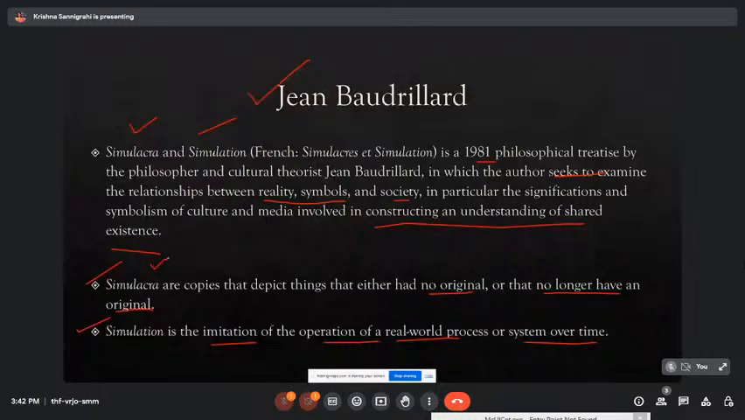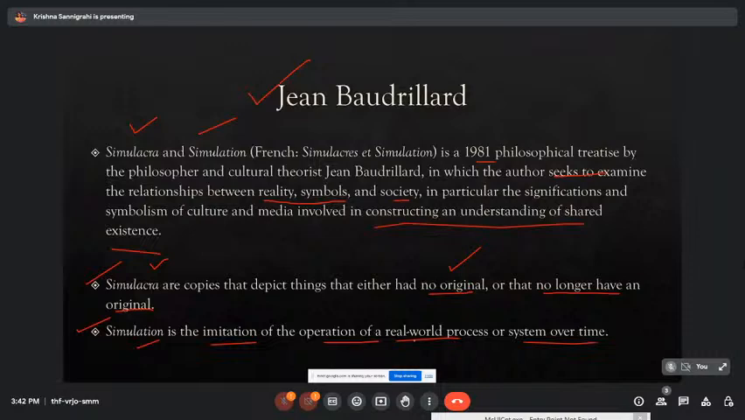For example, you can talk about the cartoon figures which we see in the various cartoon movies. They actually have no original, but they are a kind of copy of something which has no original, which is there before our eyes. And when we are saying simulation, then it is an imitation of things which are there around us. Anything which we see, which is an imitation and is presented before us, can be termed as an example of simulation.